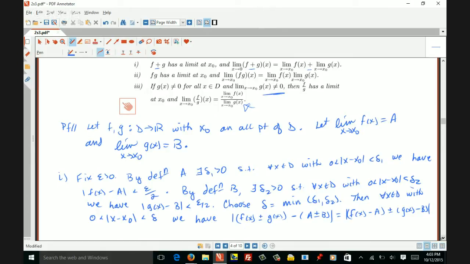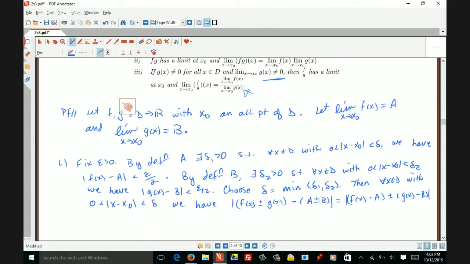What should we do next? Yeah, triangle inequality. Well, you're one step ahead of me. Triangle inequality, then substitute. So that's absolute value of f of x minus A. Notice when you do the triangle inequality, this plus or minus right here just becomes a plus, because the minus doesn't pass through the absolute value.